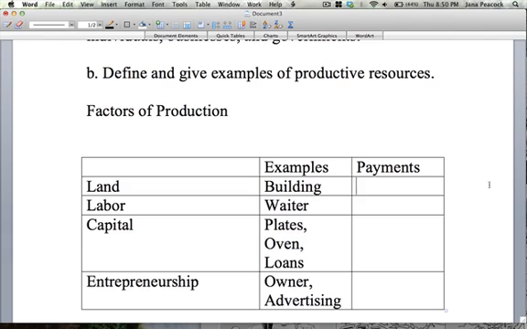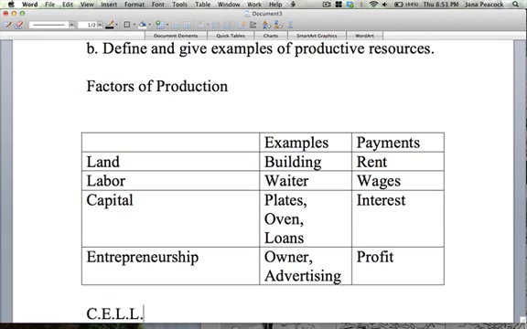Next, you would need to know the types of payments for each of these types of productive resources. And the payment for land is rent. The payment for labor, wages. The payment for capital, we typically look at financial capital here, and so it would be interest. So the payment for your loan would be interest. And the payment for entrepreneurship would be profit. So after you pay all of the above payments, interest, wages, and rent, you have your profit remaining, and that's what your entrepreneur would take. These are the 4 productive resources.